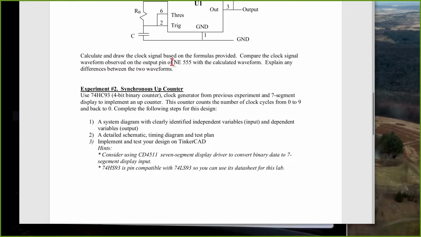So that would be the calculating and drawing the clock signal, and then compare the clock signal waveform observed on the output pin. So you could do that with an oscilloscope, but this is a pretty slow signal. It's going to be on the order of seconds for where it changes. So you might be able to get the oscilloscope in Tinkercad to actually show you that, or you may want to just time it, right? Just kind of eyeball how long it is and try to get an approximate measure like that. Oscilloscope is your best bet, but a real oscilloscope would have a hard time going down that low. Tinkercad may be able to do it though.